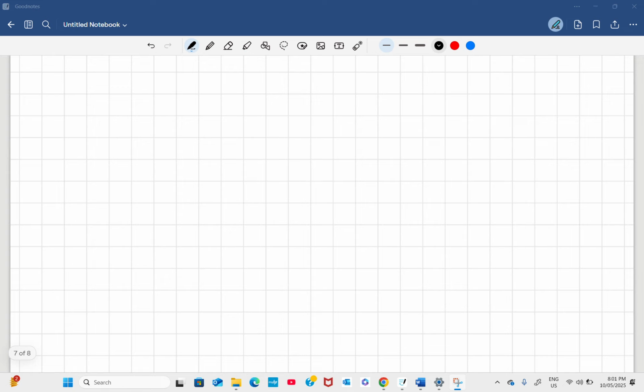Okay, now we're going to start the more complicated stuff, which are the product rule and the quotient rule. Let's start with the product rule.